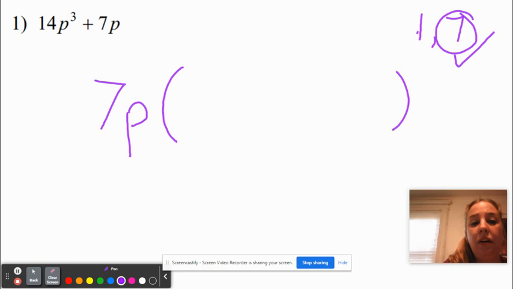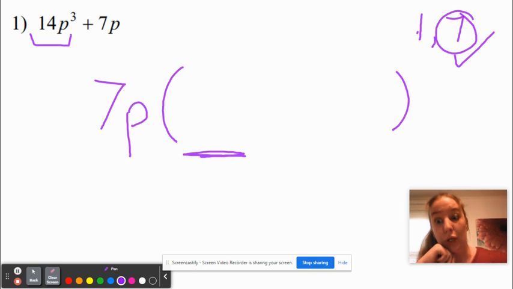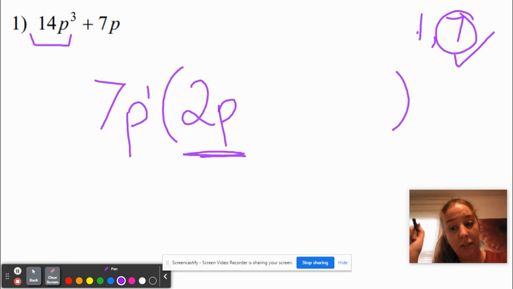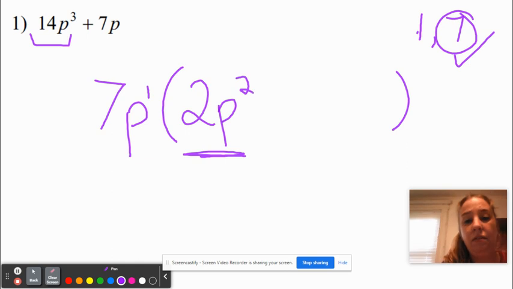And now we have to figure out, okay, 7p times what is going to be 14p to the third. Well, 7 times 2 is 14, so that was right there. And then p to the first times p to the what is p to the third, right? We have 1. We need how many more to get to 3? 2. So it becomes p to the second, right? Because p to the first times p to the second gives me that p to the third I'm looking for.